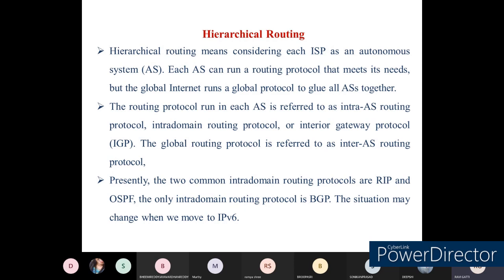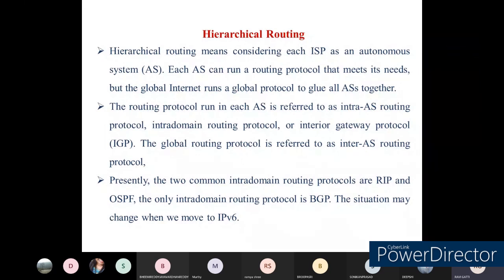Means if I use only one routing algorithm in the internet structure, it is not possible for us to route or forward a packet from one node to another node which are geographically far apart. Why? Because of the large number of devices involved in the creation of the internet structure. That is why we go for different routing algorithms.